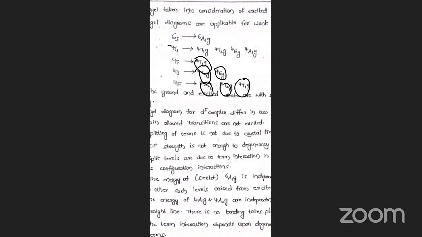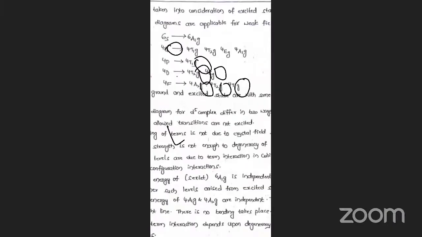What about the G term? The G term means L is equal to 4. How many energy pockets are there? 2L plus 1, where L is 4. So 2 into 4 plus 1 is equal to 9 energy pockets. The G term contains 9 energy pockets.